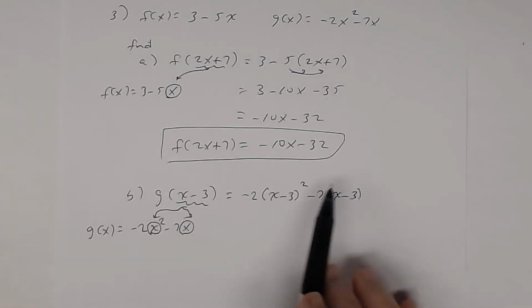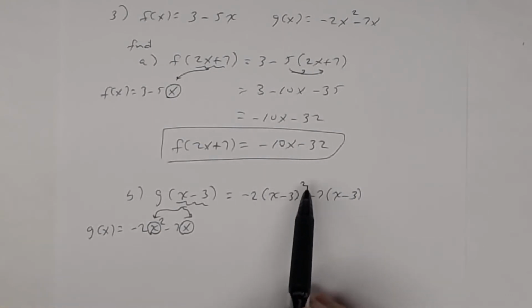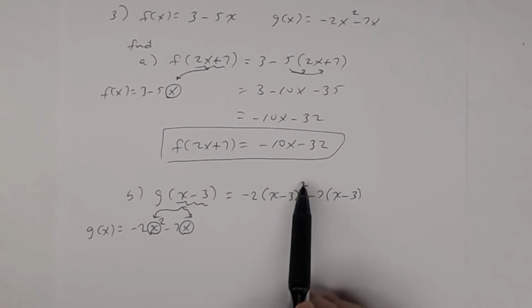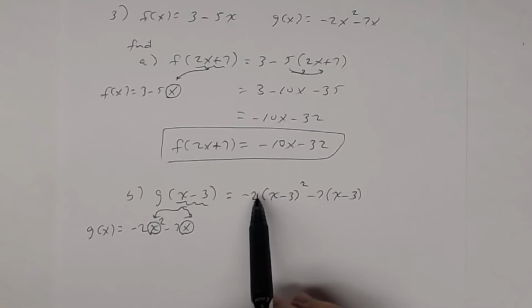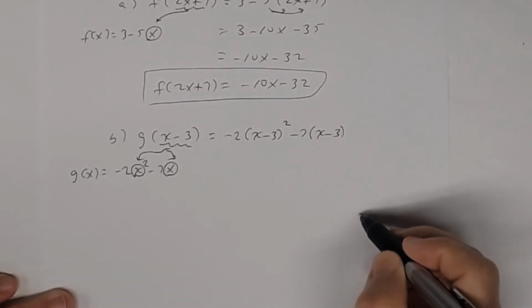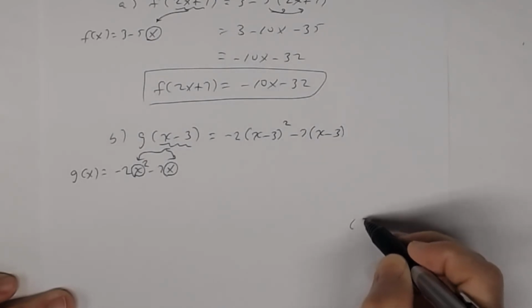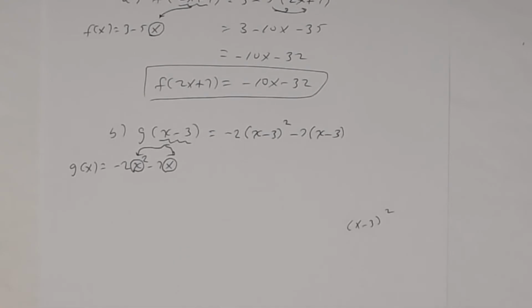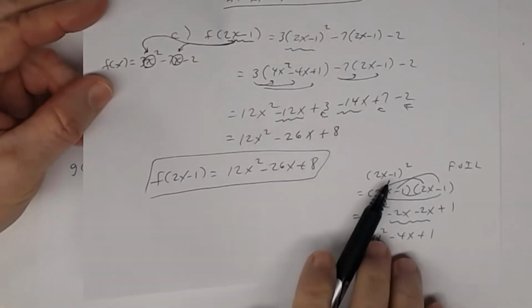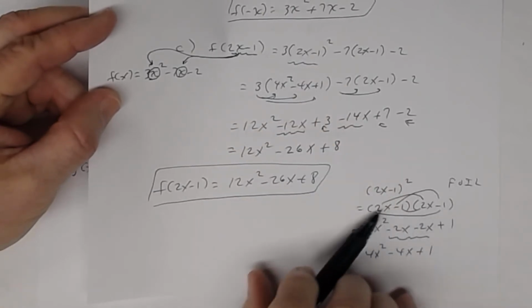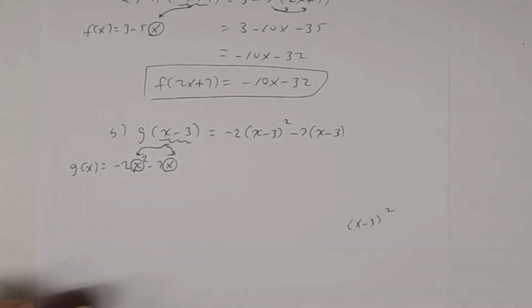Now we're going to simplify all this. According to the order of operations, I've got to see how this binomial is being squared, so I have to square this binomial first before I multiply by negative 2. Let's go off to the side. I have x minus 3 squared. We're going to do this just like we did the one right here, when we squared 2x minus 1.